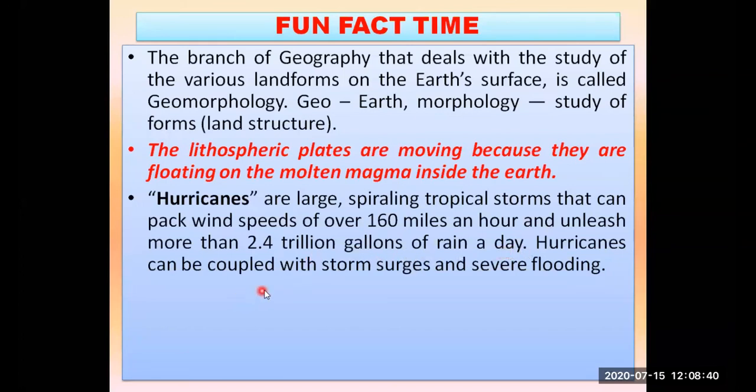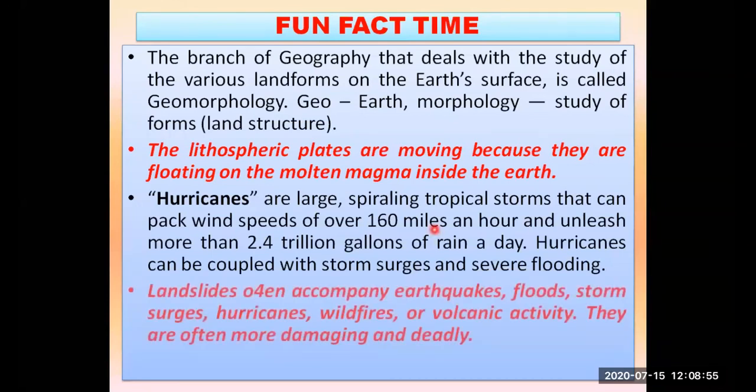Hurricanes can be coupled with storm surges and severe flooding also. And what can come with a hurricane? Flooding can come because a lot of rain is there in hurricanes. So it is quite dangerous. The wind is very fast, it can have 160 miles per hour speed. And it can give you 2.4 trillion gallons of rain in a day.